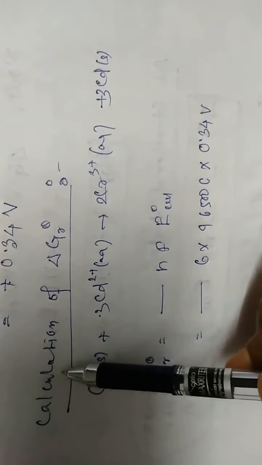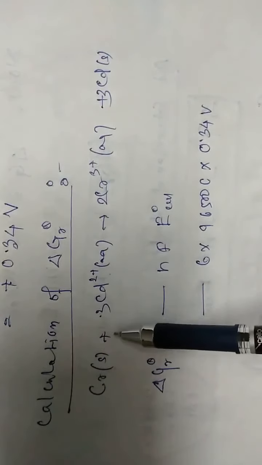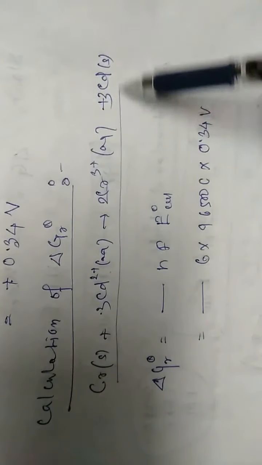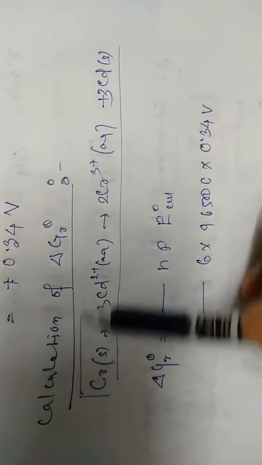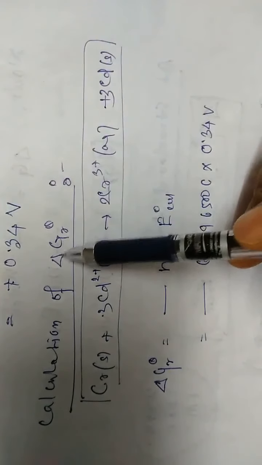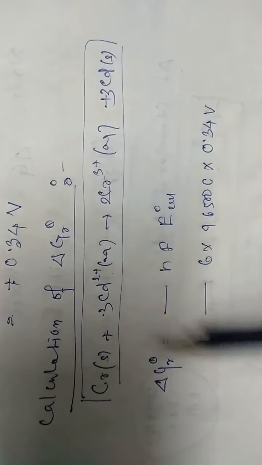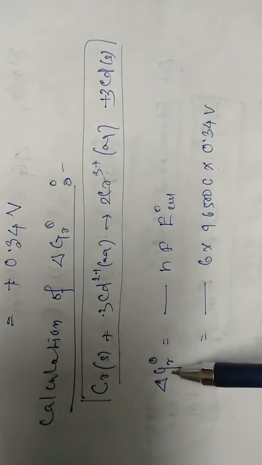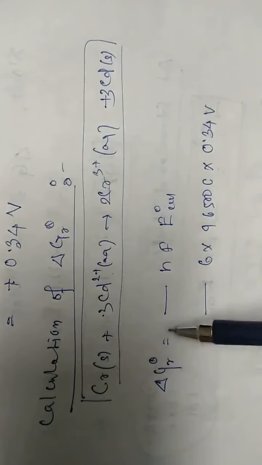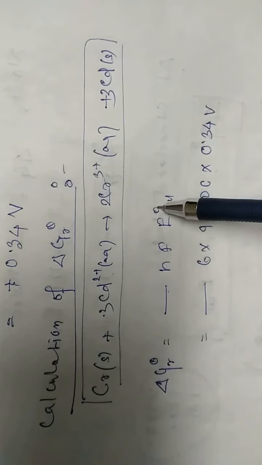Now we have to calculate the delta G naught for this reaction. This is the redox reaction given in the question. For this reaction we have to find out the standard Gibbs energy change. This is the relation to find out standard Gibbs energy change, which we have already derived: delta G naught equals minus nF E naught cell.